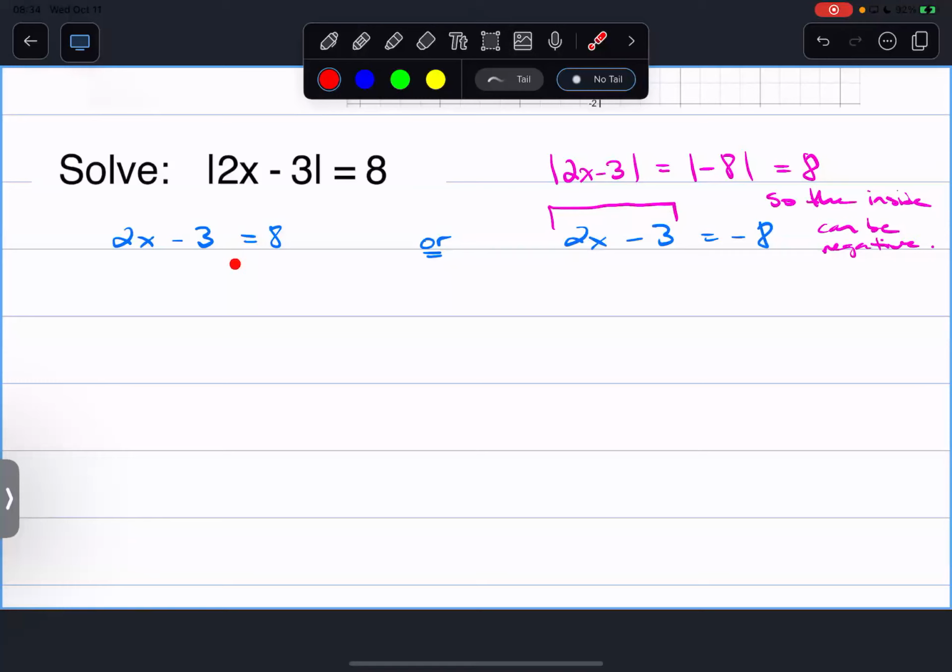So at this point, the math isn't too bad. We've got 2x, we have to add 3 to both sides. So 2x is equal to 8 plus 3, which is 11, right? So x is 11 over 2, or 2x is negative 8 plus 3, putting me at negative 5, right?